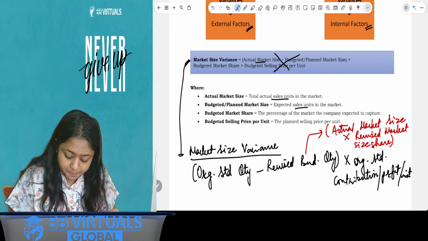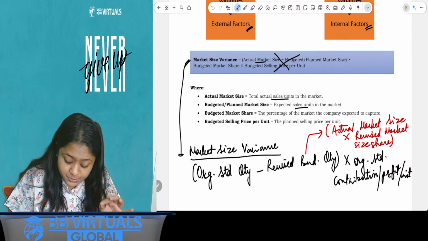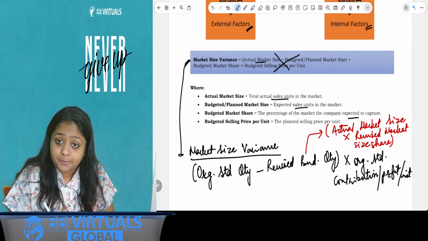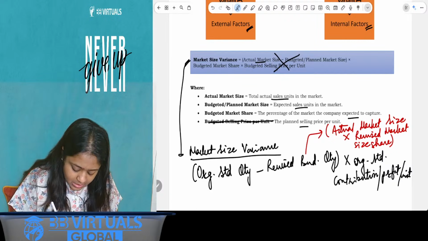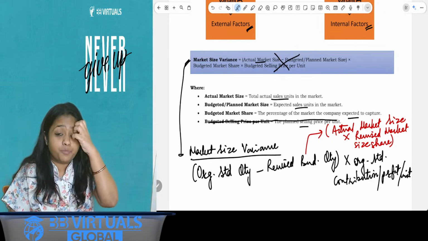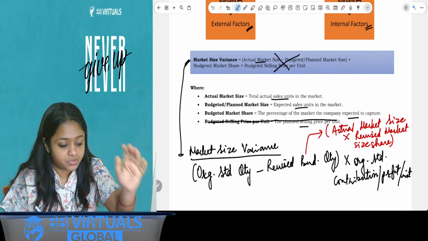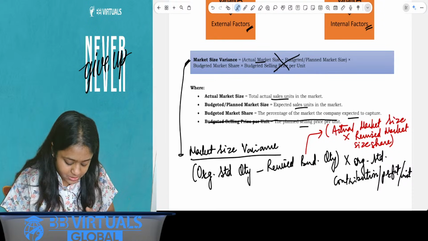Budgeted market share is a percentage of the market that the company is expecting, and budgeted selling price per unit is the planned selling price per unit. But here we will not take it. Here I will take budgeted profit per unit or the budgeted contribution per unit. Done? Clear? Okay, let's proceed further.